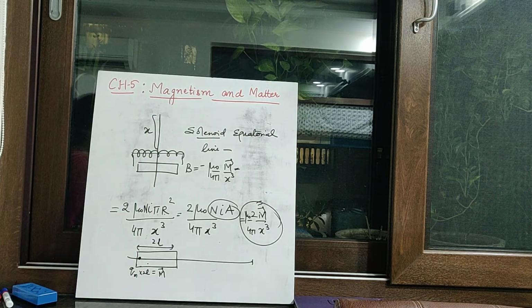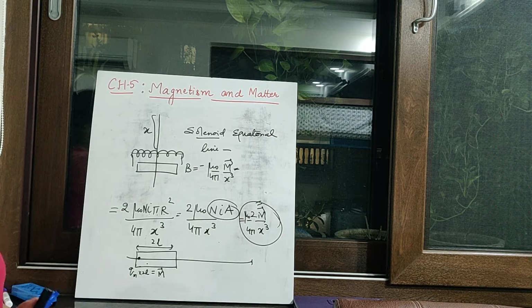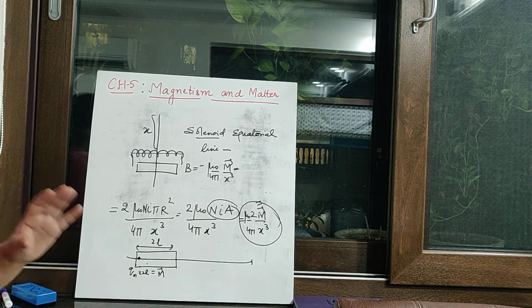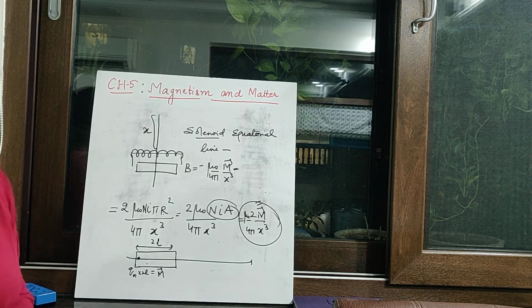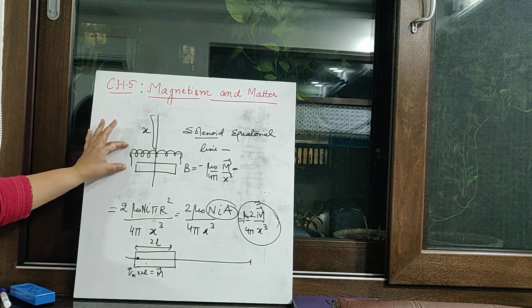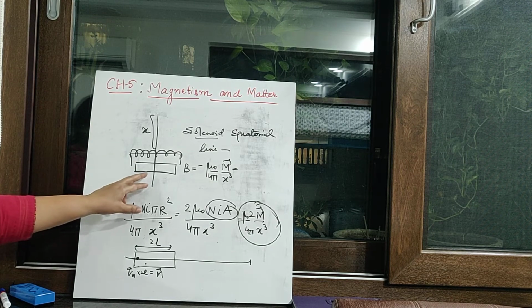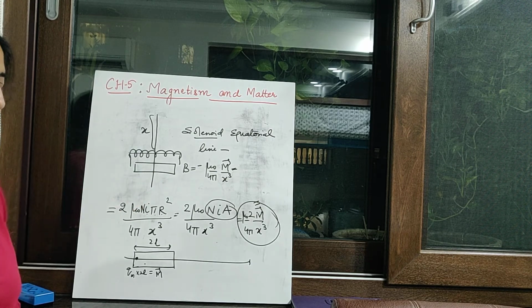So this completely shows that a solenoid and a bar magnet produce a similar magnetic field. This is a great discovery, that a current carrying solenoid behaves exactly in its field pattern as a bar magnet.